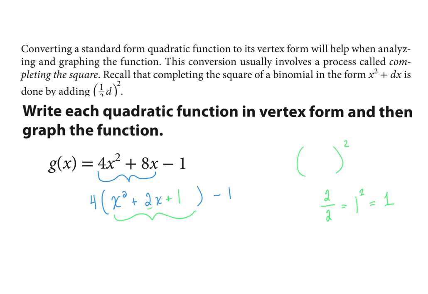And you can see that x plus 1 would give us x squared plus 2x plus 1. So if I wrote x plus 1 and squared it and did my FOILing, I would get x squared plus x plus x plus 1, which is x squared plus 2x plus 1. So that's my goal, to make that a perfect square.